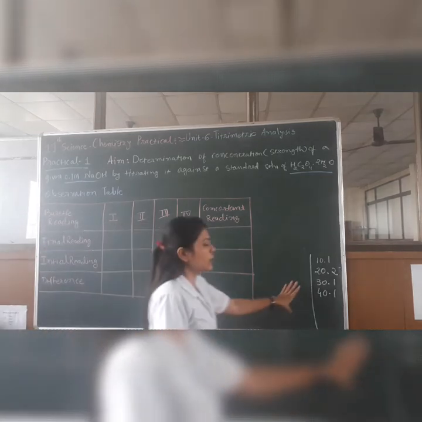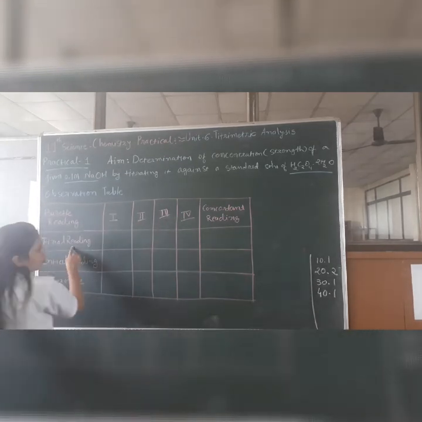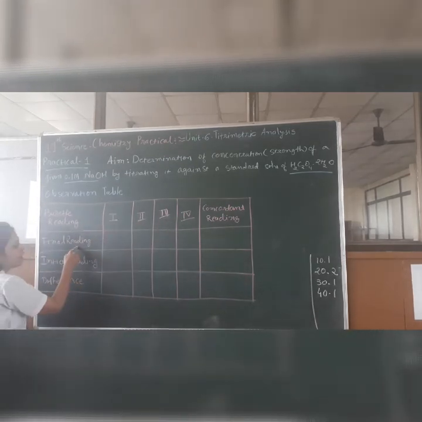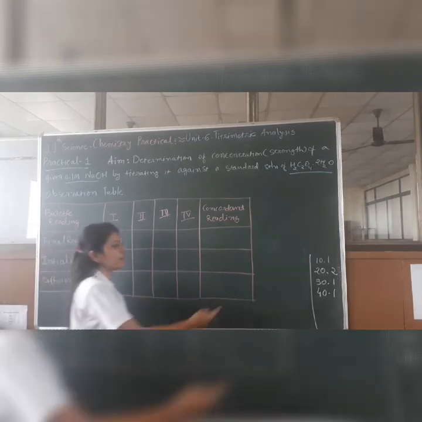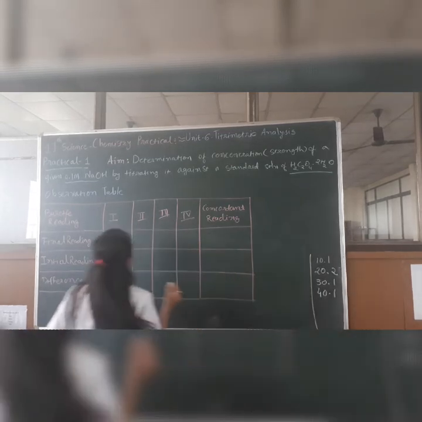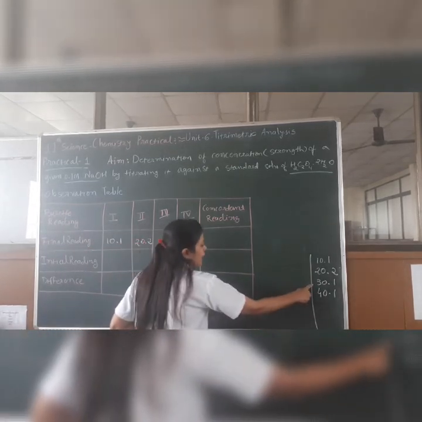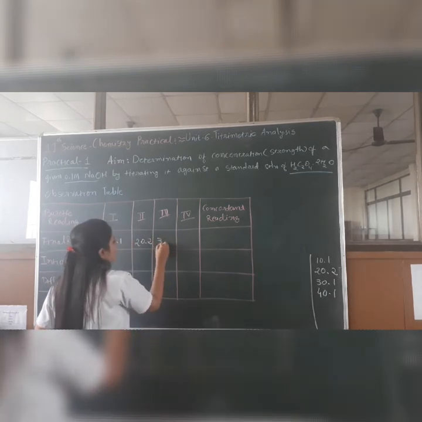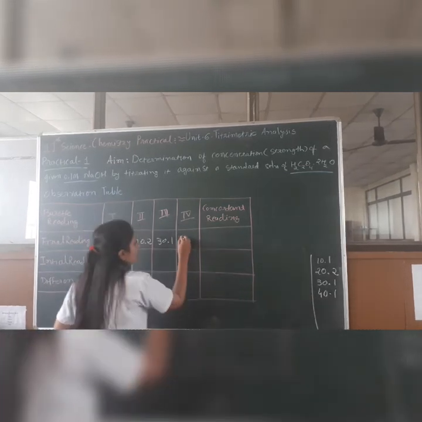We have already done the fourth reading. So the first reading is 10.1. Here we have to write the first reading in the final reading row: 10.1. Then our second reading is 20.2. Third reading is 30.1. Fourth reading is 40.1.